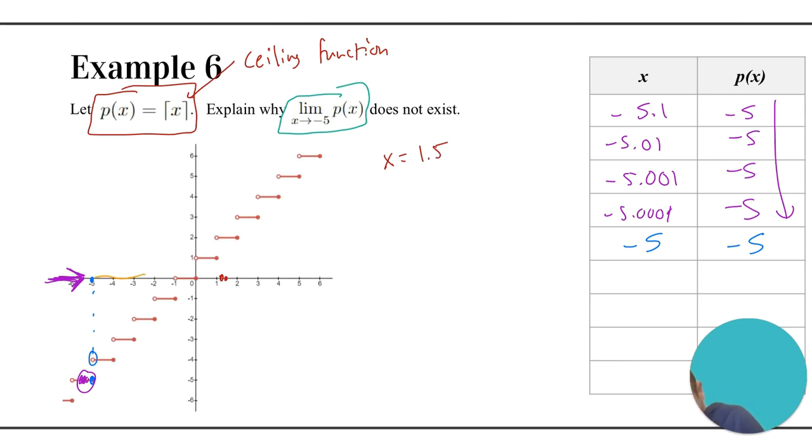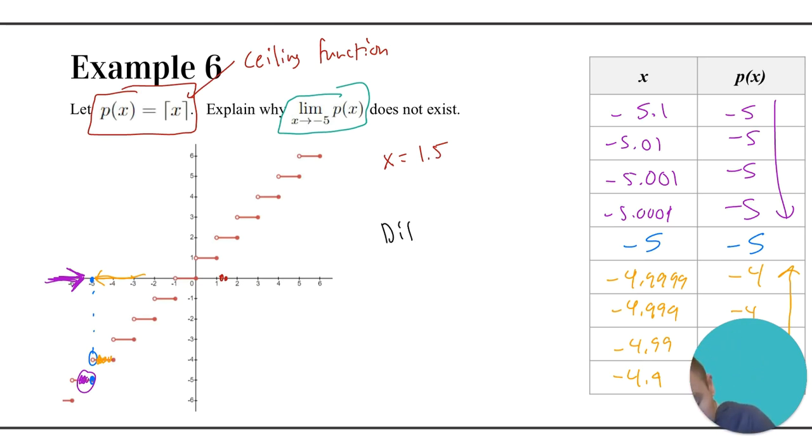But then if we go from the right hand side and we plugged in say -4.9, -4.99, -4.999, -4.9999, okay, then all the y values are actually on this step right here, which is at a y value of -4. So the y values there are all -4, right? And so it seems like they should be headed to -4 from one side, but headed towards -5 from the other side. So there's no agreement from both sides. And so that's why we don't have a limit existing. There is no limit that's existing at -5 right here, right?